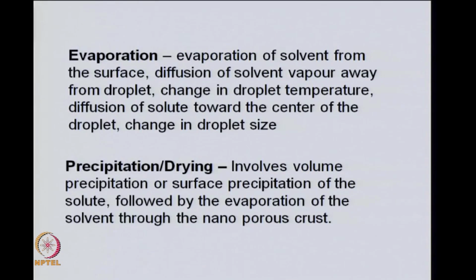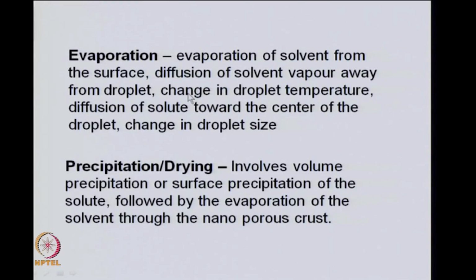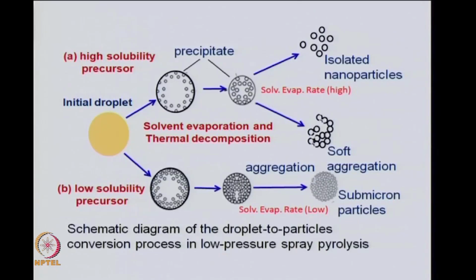So, the two things that can happen as you are moving the droplets to the product, one is evaporation: the solvent has to evaporate from the surface and the solvent vapor, the gases that are forming due to the evaporation of the solvent, have to diffuse and move away from the droplet. This will cause a change in the droplet temperature and also diffusion of solute towards the center of the droplet. Ultimately, this will bring about a change in the droplet size. So, that is basically in words explaining what this process is explaining in the figure.